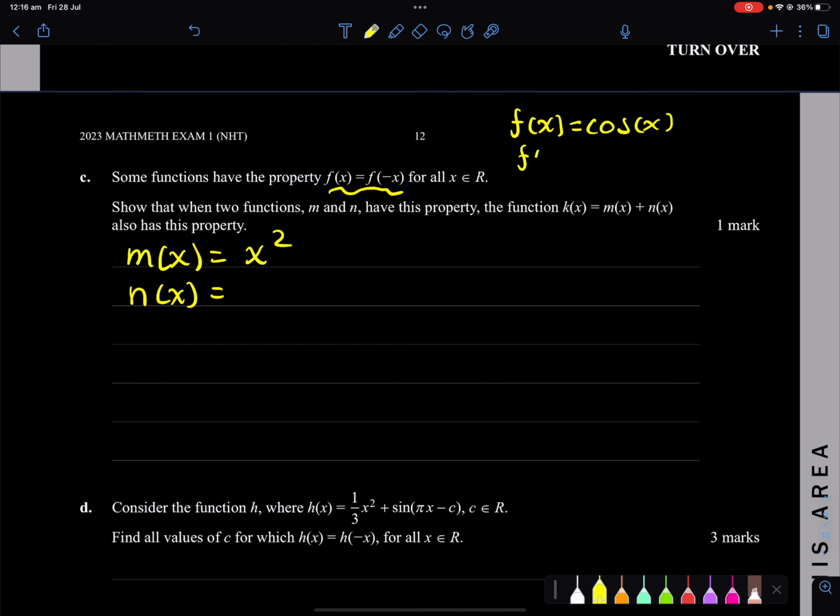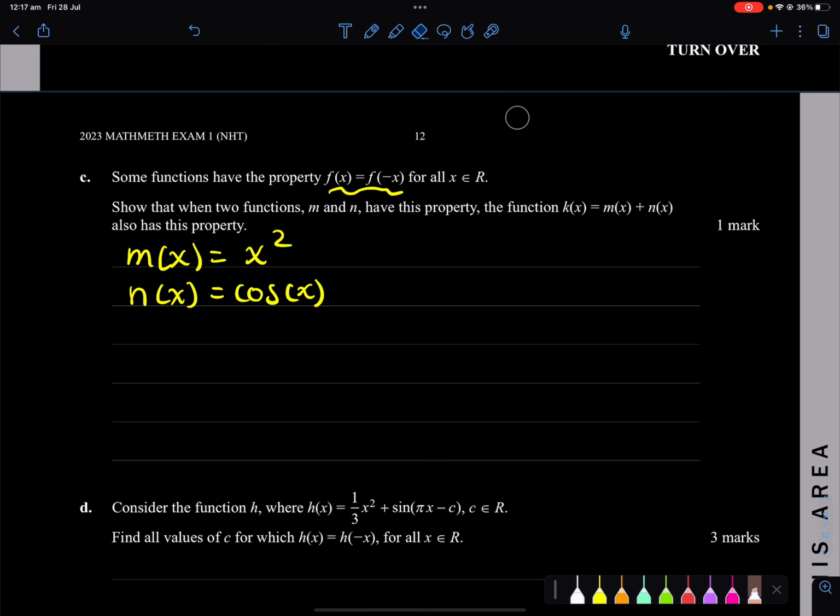So it means that f of minus x is cos of minus x. But anything that's negative inside cos tends to get away; they tend to be just positive. So cos x. So they are the same. So also we can say cos x can also be that function.